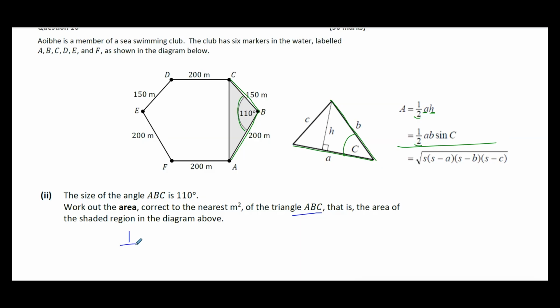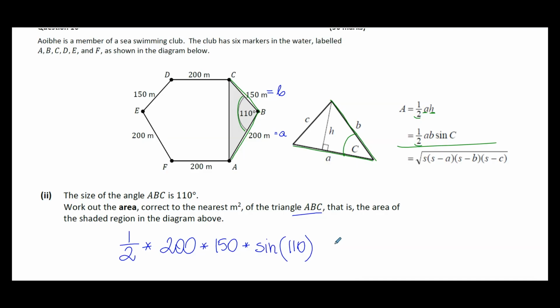So in this case, that is a half multiplied. Now, which side is a, which side is b? It doesn't matter because I'm multiplying them anyway. So multiply, let's say, by 200 being our a, and then b being 150, and then multiply by sin of an angle, and our angle is 110.